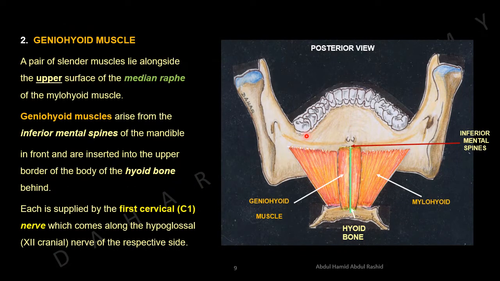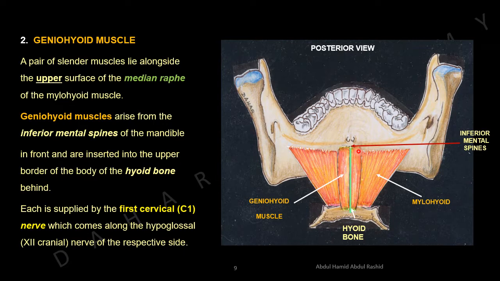This is the posterior view of the mandible and hyoid bone. There are two pairs of mental spines, a superior pair and an inferior pair. Let's talk about the geniohyoid muscle. They are a pair of slender muscles that lie alongside the upper surface of the median raphe of the mylohyoid muscle. Geniohyoid muscles arise from the inferior mental spines anteriorly.